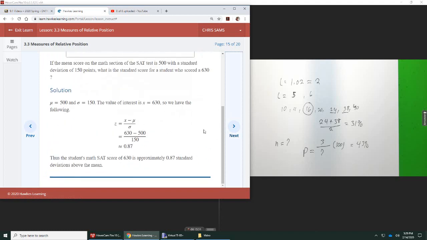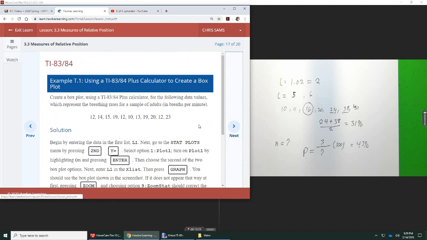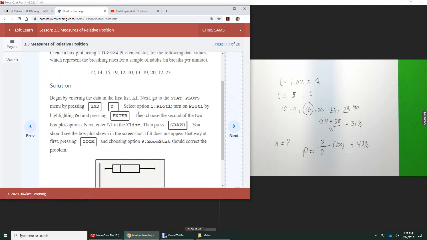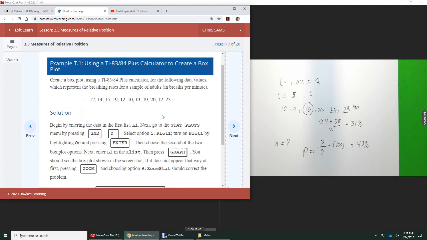And then you have some examples for finding z-score, which we'll do several of those in HOG. And then here are the directions for finding and making a box plot in the calculator, which we will do, and I'll show you how to do that as well.